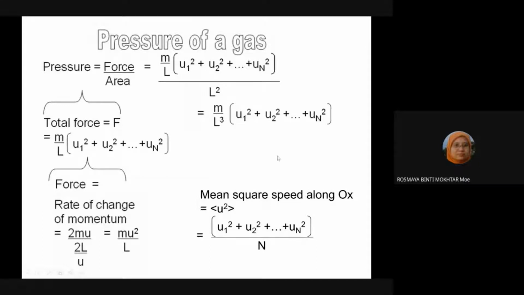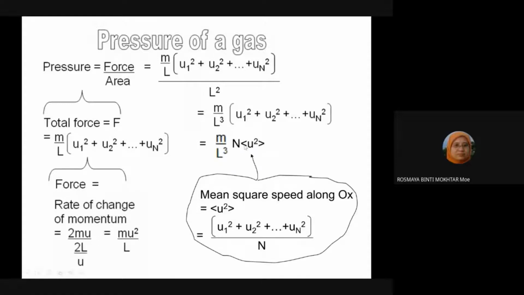So you are going to relate it with the pressure. We cross multiply here, so n times mean square speed, and we substitute into this expression. This one is this one, right? So we cross multiply and get n times mean square speed, and substitute into here. So the equation for pressure now becomes m per L cubed, n, then mean square speed. Any problem or not for this one?